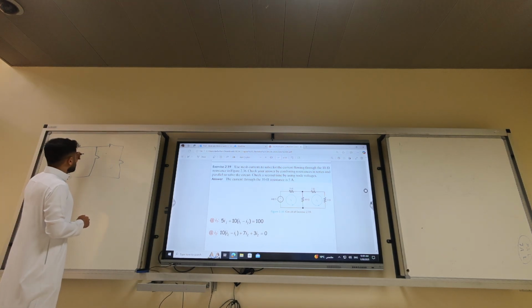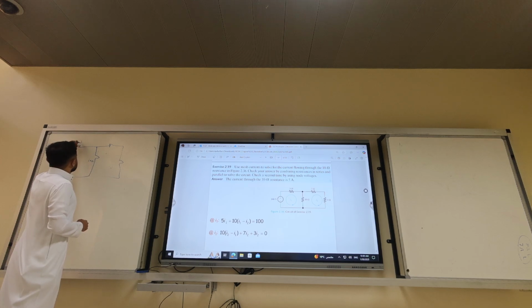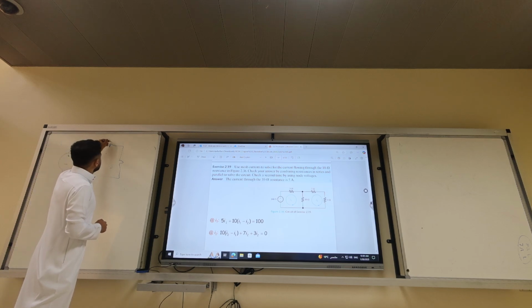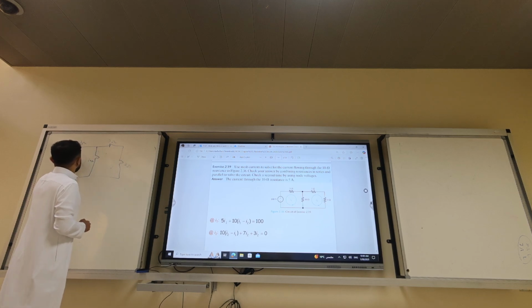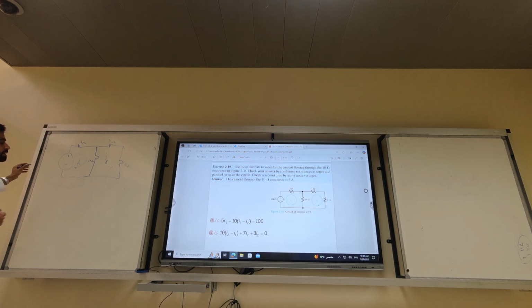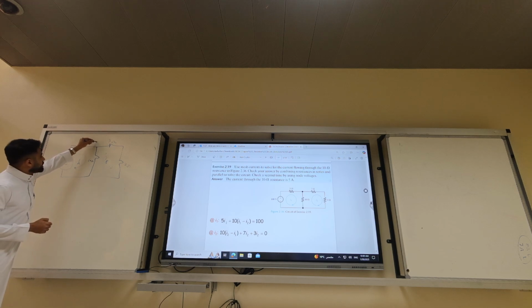This is 10 ohm, this is 5 ohm, this is 7 ohm, this is 3 ohms, and we call this IA, and we call this IB. This is 100 volts. Who wants to be the KVL? Well, let's start from here.